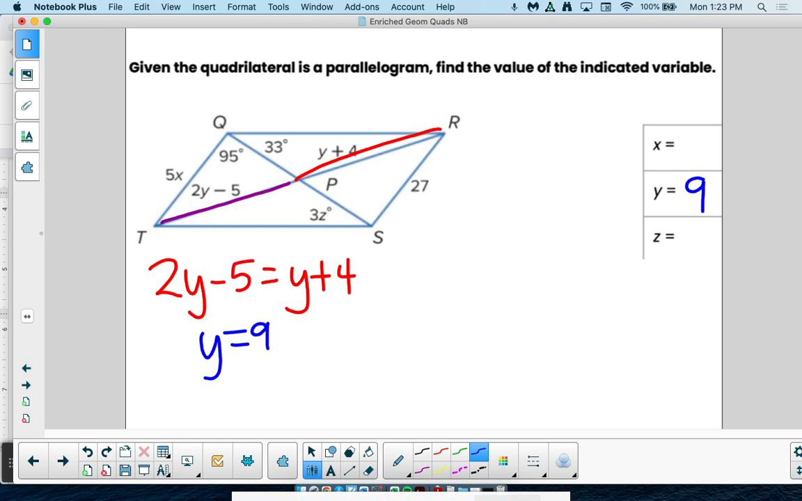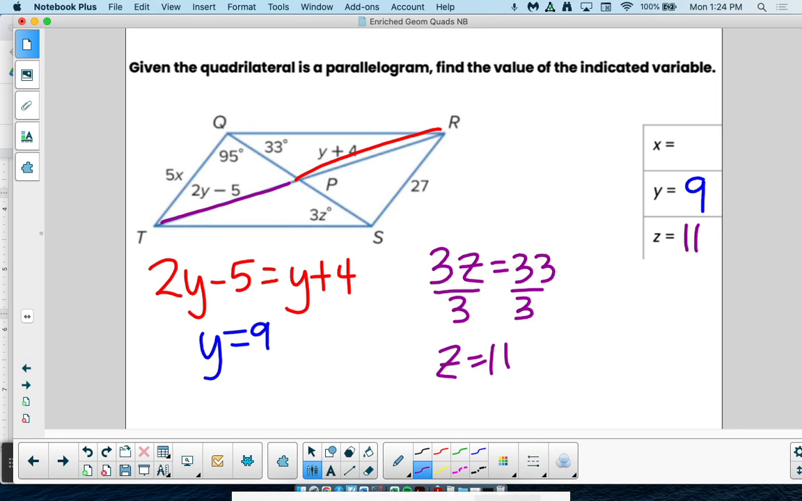X or Z? Z. What's our equation for that? 3z equals 95. Ooh, 33. Right, so what kind of angles are those? Alternate interior. Beautiful. So you have 11? X, where do you see X? 5x is equal to what? 26. Right. I think it should be 5.4. That wasn't too bad, was it?